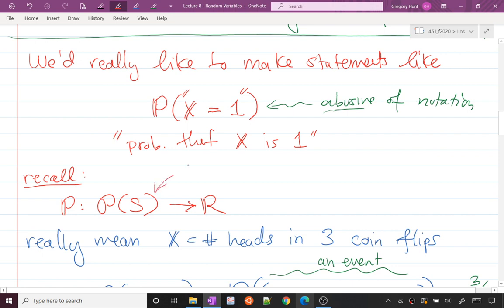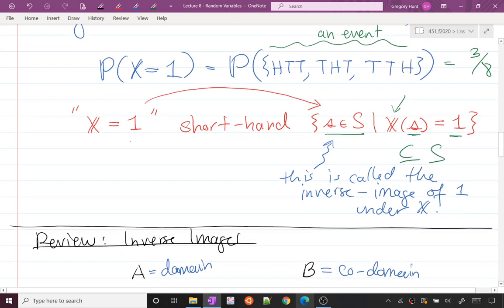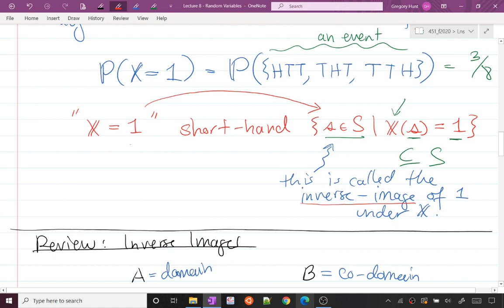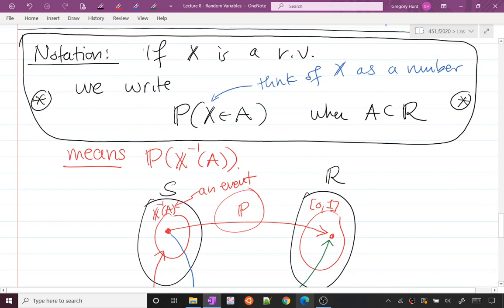Of course, the probability function really goes from the sample space, or the power set, to the real line. But really, this is just like saying probability x is equal to 1. It's just shorthand for a certain set. What set is it shorthand for? It's shorthand for the inverse image of the set containing 1. Review images and inverse images, right? So when you write the probability x is in some set A, your A is a set of real numbers, like 1, 2, 1 and 2, right? So we're thinking of x as some number, even though really it's a function. We're kind of thinking of it as a number that can appear. You can talk about the probability being this set or that set.